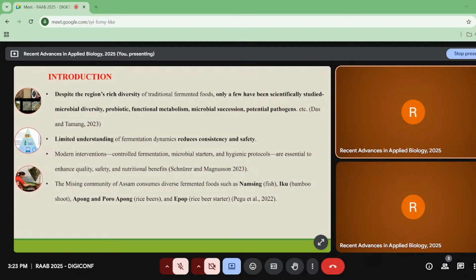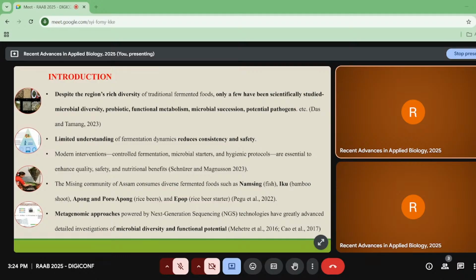In our study we chose the Missing community. The Missing community generally practices these types of fermented food: Namsing, that is dry fish, Ikung, the bamboo shoot, and rice beer, Apong. Here we focus on fermented beverages. We'll be focusing on Apong, that is rice beer, and its starter cake, that is Epop, from which we believe the microbes came to the fermented products.